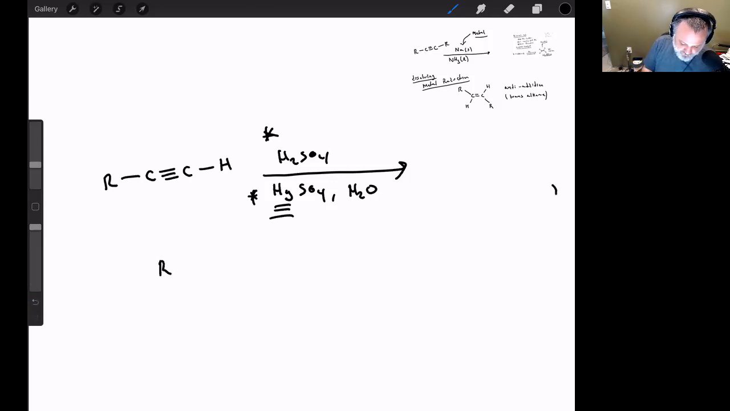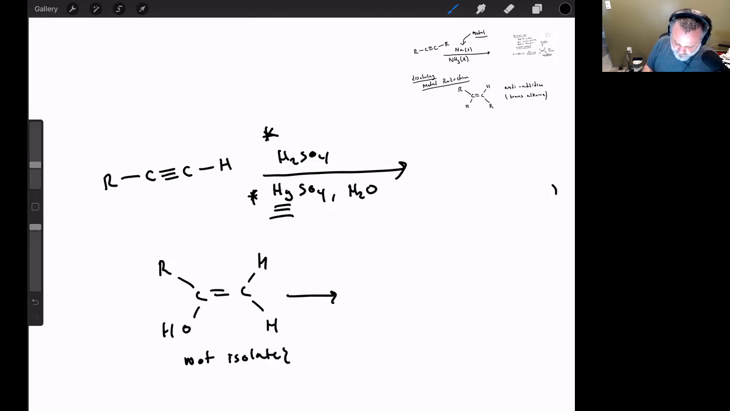And so what you get at the end of the day is something called an enol. It's a double bond with an alcohol attached in the vinylic position. But we're going to have to talk about this one a little bit more. You can't isolate this one, and it does something called tautomerize and form a ketone.